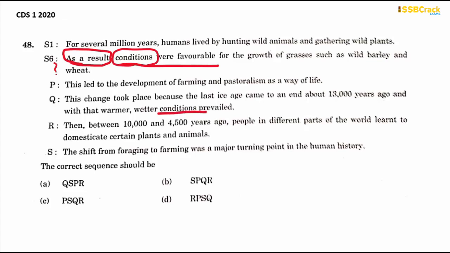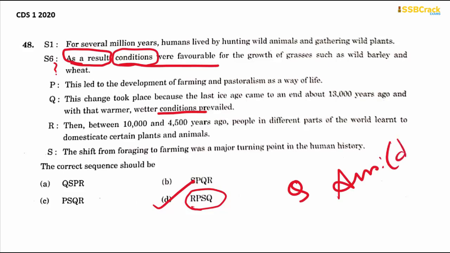Where? Sentence Q. This change took place because the last ice age came to an end about 13,000 years ago, and with that warmer, wetter conditions prevailed. As a result, conditions were favorable now for the growth of grasses, right? So we will have to find out a combination where Q will be the end of that combination. So it will be preceding the last sentence. So let's find out. Here we have got the one combination with Q at the end, and option D is our right answer therefore. Okay, you can just match it and you'll find that it is right.